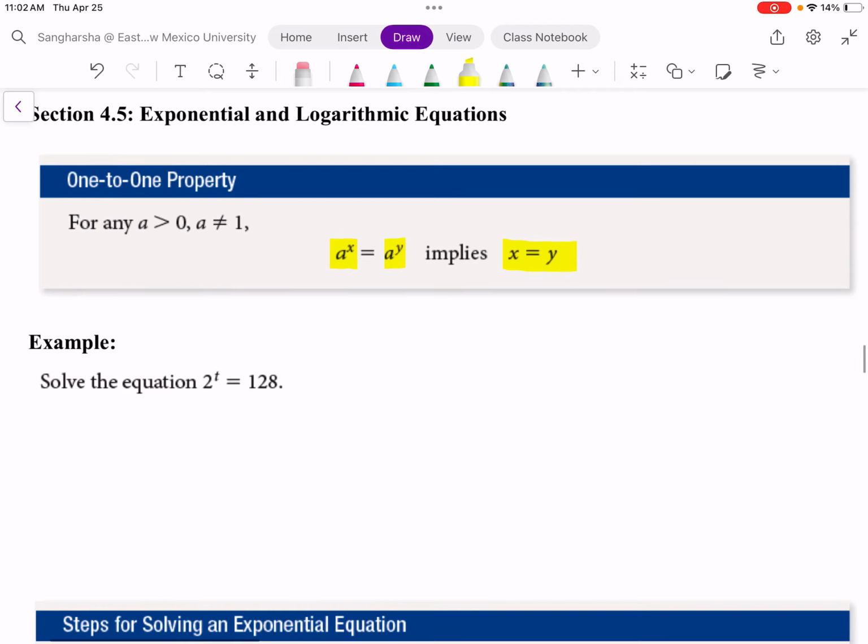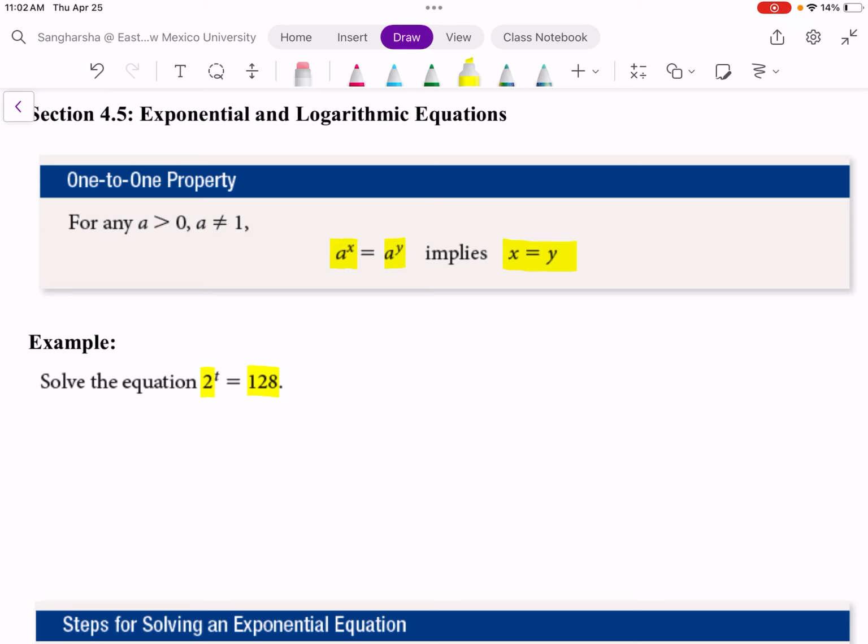So we have 2 to the power t equals 128. On the left side, what is the base here? 2. On the right side, what is the base? 128 is the base, right? Now our target is making the same base on both sides. We have a base 2 on our left side, and we have 128 on our right side. Now, is there any way we could write 128 in terms of 2? That's what we're going to look for.